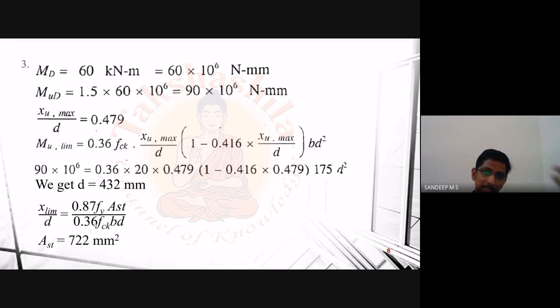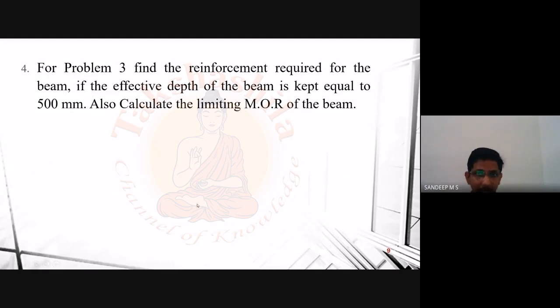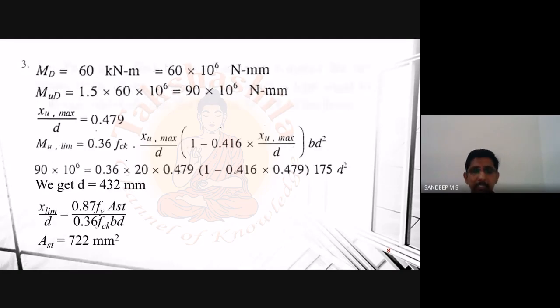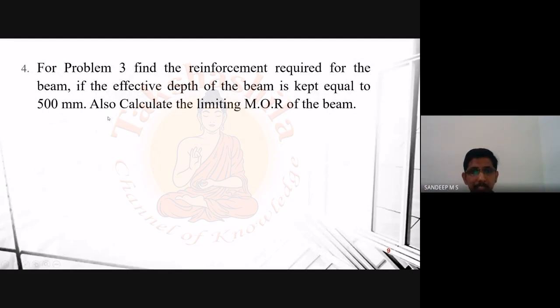Suppose you were supposed to calculate or design this section as an under reinforced section. What can be the difference in this? Let me see whether I have a problem on that. Yeah, okay, we have a problem on that. So let's see in the next problem what changes there will be if we are designing it as an under reinforced section.